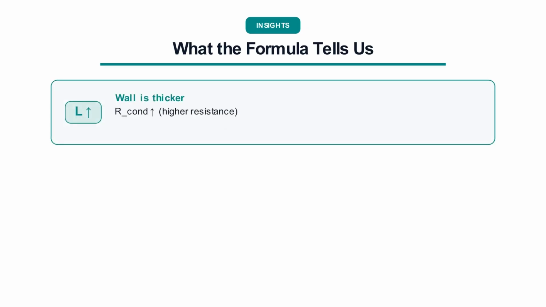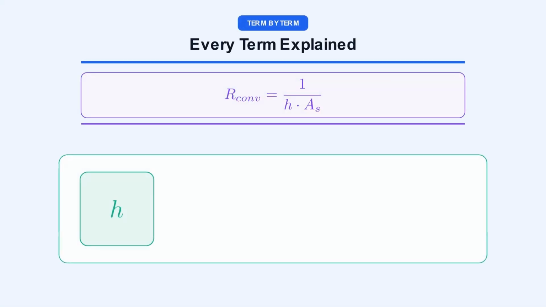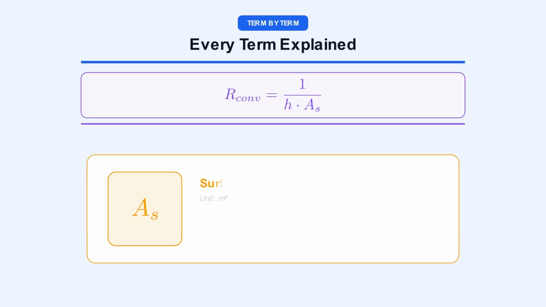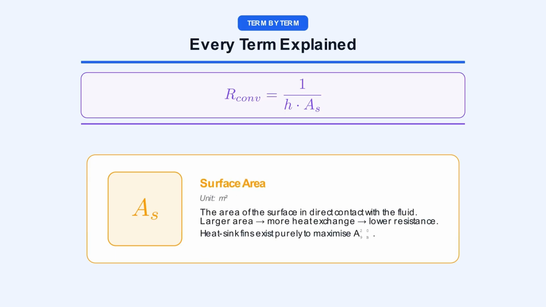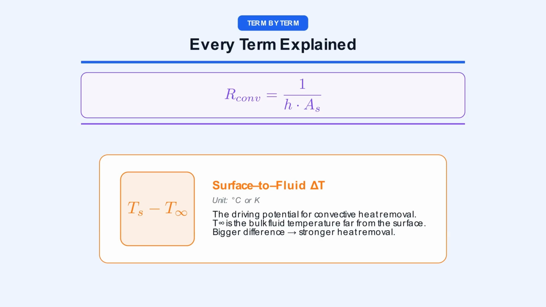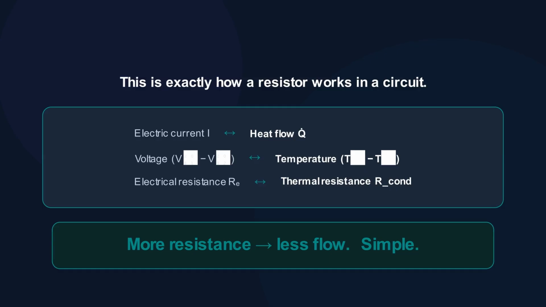Think about what this formula tells us. A thick wall, a large L, has high resistance, harder for heat to flow through. A material with high thermal conductivity, a large K, has low resistance, heat flows through easily. A large area also reduces resistance. This is exactly how a resistor works in a circuit. More resistance, less flow. Simple.